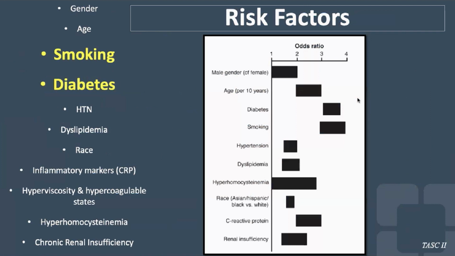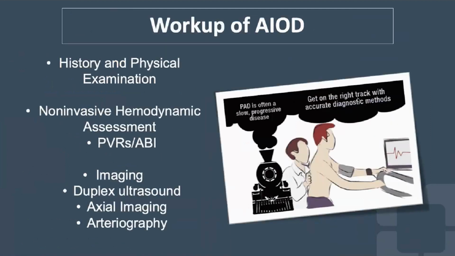Again, the risk factors, you've seen this risk factor chart. It's the same thing, very similar. Smoking and diabetes are about a 4-fold increased risk. The workup of aortoiliac disease is very similar. You start every workup, no matter what patient we're talking about, with a history and physical exam. Use the non-invasive hemodynamic measurements. You can use PVRs, ABIs, ultrasound imaging, and then you can delineate the anatomy with that ultrasound imaging or axial imaging like CT scan, MRA, or arteriography.